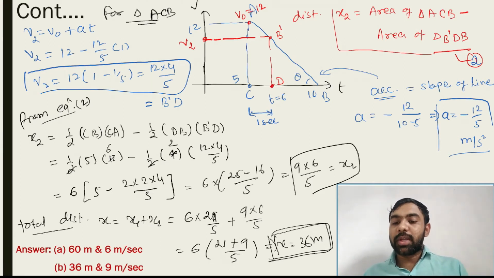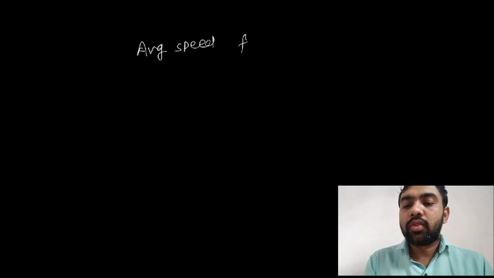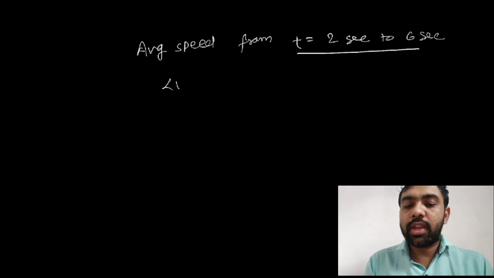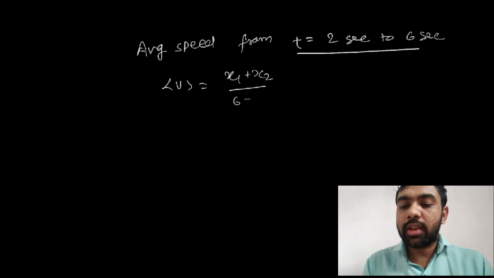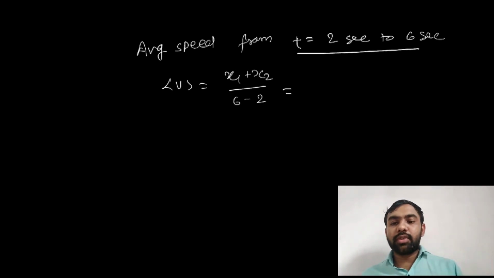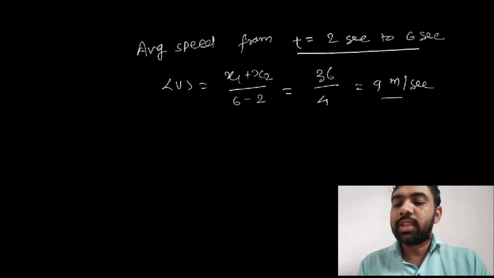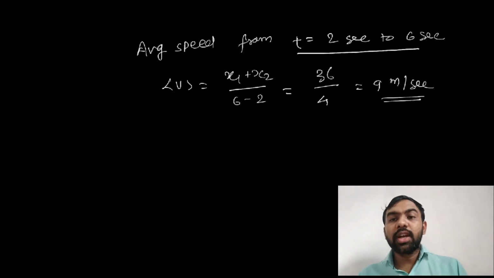And what is average speed? Average speed means distance upon time. So average speed from t is equal to 2 second to 6 second. What is distance? x1 plus x2, that is 36. What is time? 6 minus 2, which is 4. So 36 upon 4, that is 9 meter per second. So this is the second answer.